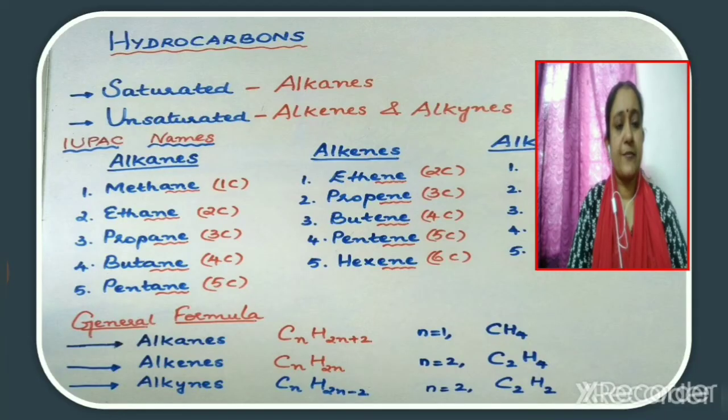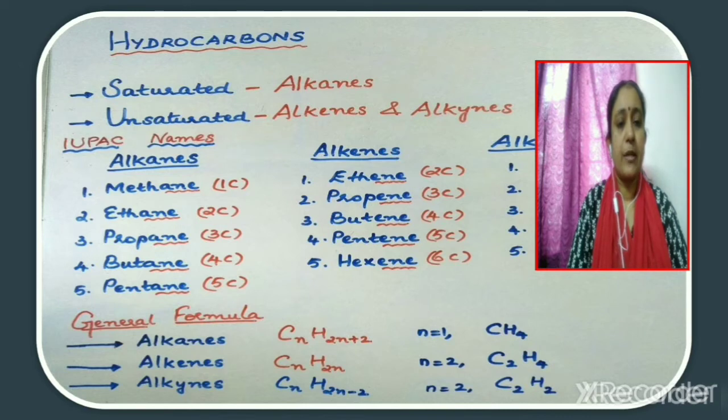In the previous module, we studied that hydrocarbons are of two types, saturated and unsaturated. Saturated hydrocarbons are also known as alkanes, whereas unsaturated compounds are of two types, alkenes and alkynes. We have also seen the IUPAC names of alkanes, alkenes and alkynes.